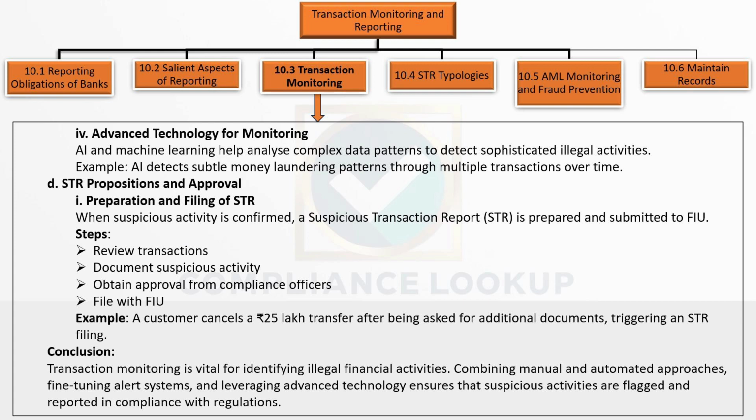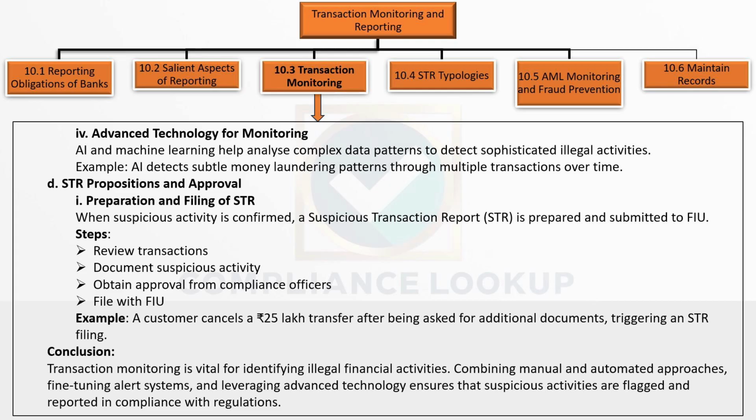Steps involved. 1. Transaction review. The bank's compliance team reviews the flagged transactions and evaluates their suspicious nature. 2. Documentation. Detailed information about the customer, transaction history, and the flagged activity is documented. 3. Approval. Senior compliance officers or an internal STR committee review the case and approve the filing of the report. 4. Filing. The STR is submitted electronically to the FIU or relevant authority.